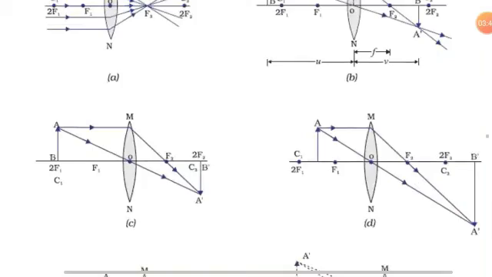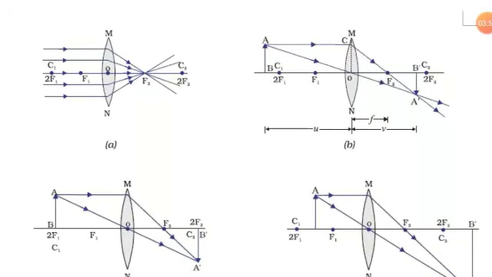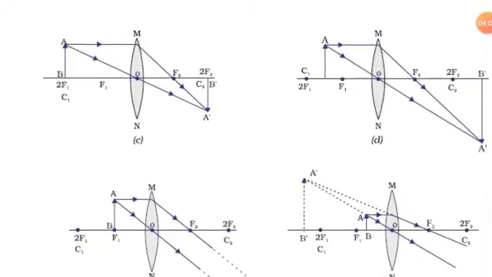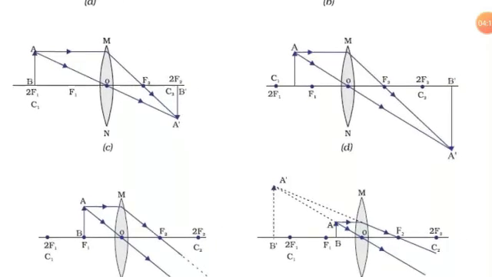Second case: if the object is beyond 2F1, where will the image be formed? The image will be formed between F2 and 2F2, and the image will be small in size, real and inverted. What will happen when the object is at 2F1? The image will be formed at 2F2. What will happen if the object is between 2F1 and F1? The image will be beyond 2F2.